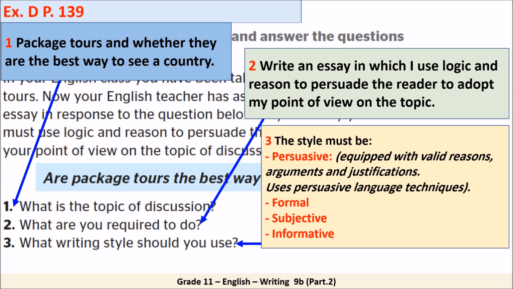Your style should be formal. It should be subjective, not objective, and informative. You provide enough information and clear information to your readers so that they get informed about this topic and can decide whether they agree or not agree with you, and whether they will adopt your point of view or they will not.